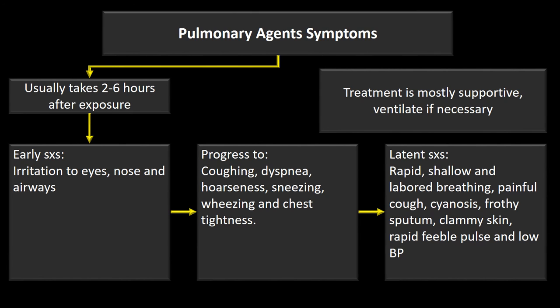Treatment for these casualties is mostly supportive. We're going to put an airway in them if we have to and ventilate them, breathe for them if we have to. There is no antidote for the choking agents. It's mostly supportive. Keep them at rest, provide an airway, ventilate if you need to.